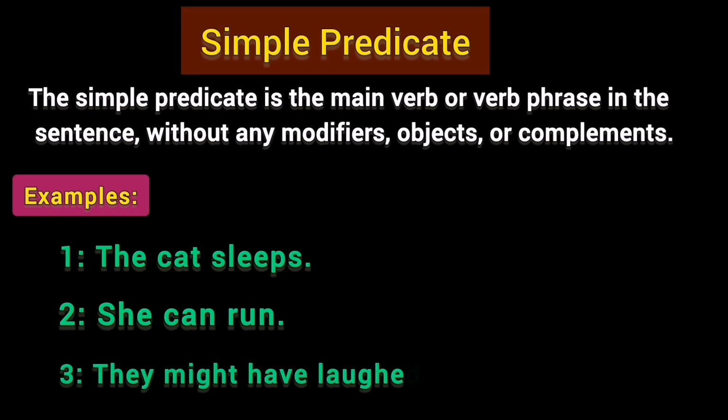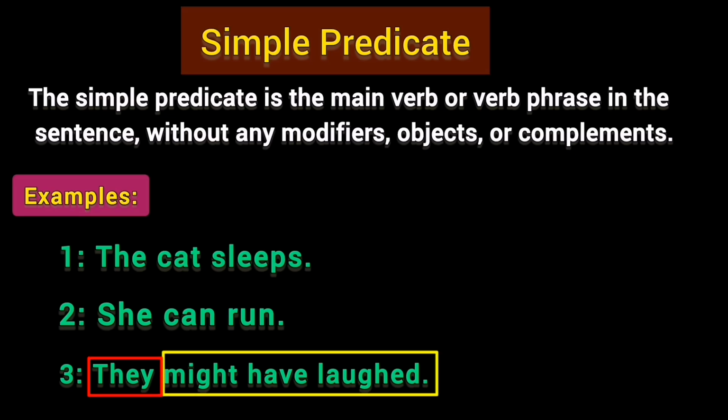They might have laughed. Look at this example. The pronoun, they, is a subject, and, the verb phrase, might have laughed, is a simple predicate. The reason is simple that it does not have any modifiers, complements or objects. As you have learnt the simple predicate, let's learn complete predicate.